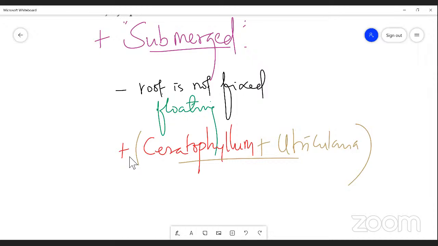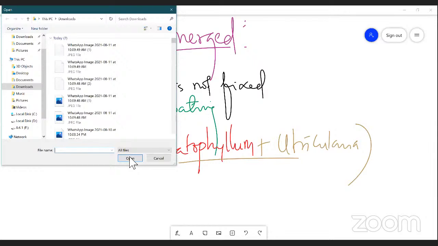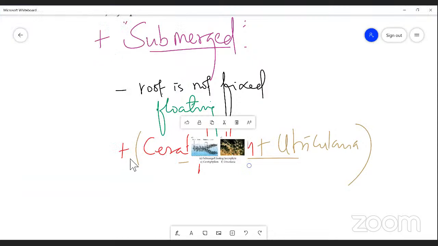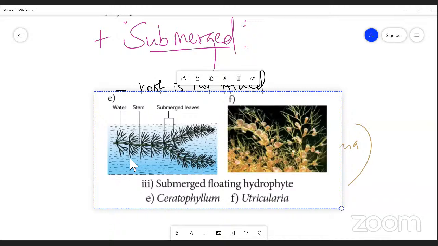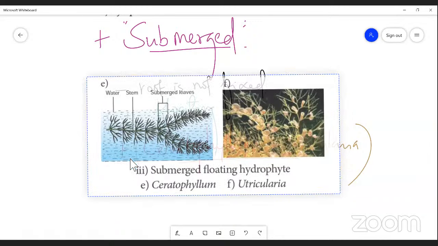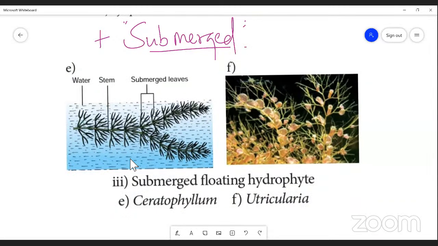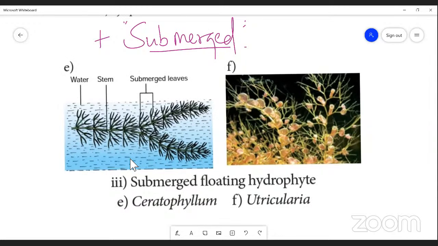Dear students, would you like to see the plant? Do you want to see? Yes or no? Yes, sir. It is very simple, very easy to understand. This is a plant you see in a water body. Even though it is not fixed in the soil, it is submerged and absorbs moisture, water and nutrients spread out in the water body. The first case is Ceratophyllum. This is a Ceratophyllum.